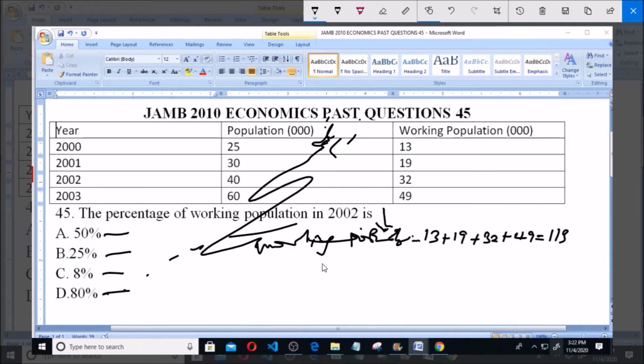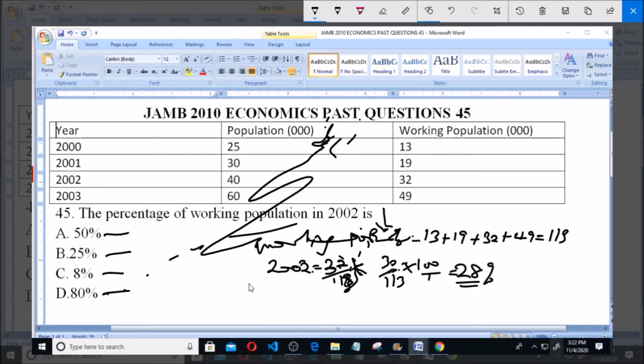So for 2002 it will be 32. 2002 is equal to 32 over 113 times 100 over 1, which is equal to 28%.